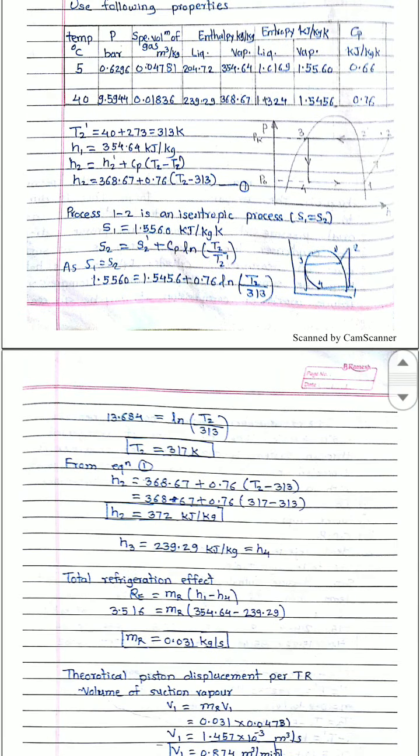Please remember the two formulas we used here. H2 is equal to H2 dash plus Cp into T2 minus T2 dash, where 2 dash is the point on the saturated curve, and S2 is equal to S2 dash plus Cp into ln of T2 upon T2 dash. If you can remember these two formulas, it is easy to solve the numericals on the vapor compression refrigeration cycle.